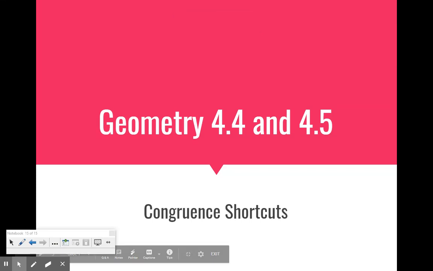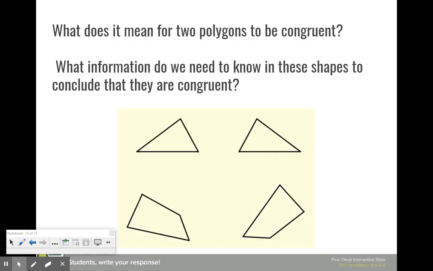All right, today we are going to be talking about 4.4 and 4.5, which are the congruence shortcut sections. They kind of go hand in hand, so I wanted to combine them into one video. So to get started, we need to talk about what it means for two polygons to be congruent.